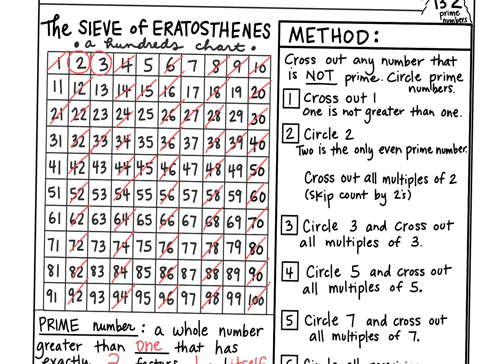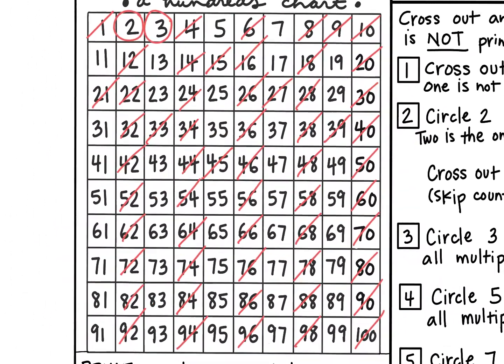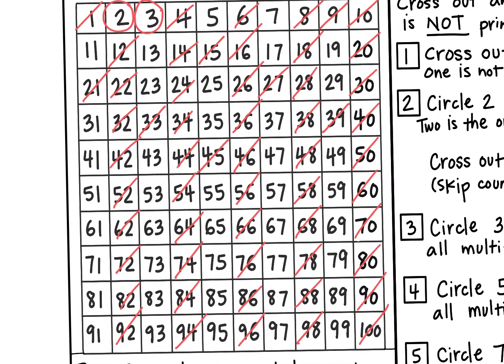You are crossing out all multiples of 3. I'll make it a little bit bigger so y'all can maybe see better. No, you can't just go straight down in a line for multiples of 3. It won't work that way. You just count 3 to the next.